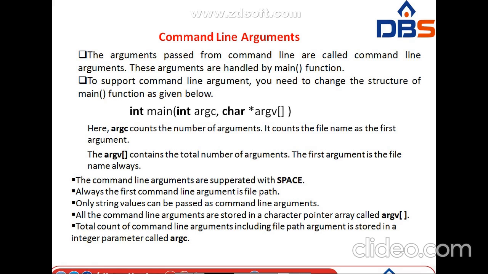Here argv is the argument vector, and argc is the argument count. argc counts the number of arguments passed from the command line. What about argv, the argument vector? It contains the names of the arguments passed from the command line. If you take argc, it counts the number of arguments, and it counts the file name as the first argument. Whereas argv contains all the arguments. The first argument is always the file name. You should remember these two things.